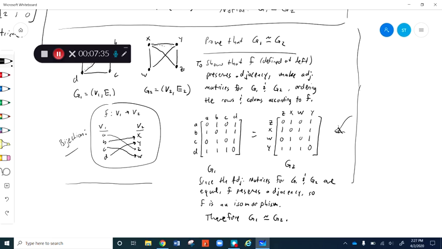So the meat of it is showing that the bijection you made does preserve the adjacency, by showing that when you reorder the vertices according to that bijection, you cause the adjacency matrices to be equal. Okay. So that's it for now.